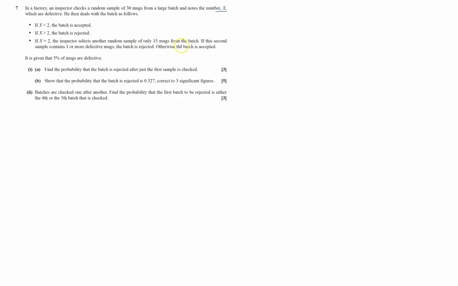Given that 5% of the mugs are defective, X is distributed binomial with n equals 30 and the probability of success 5%, or 0.05. The second sample will be Y. It's also going to be binomial, with only 15 there because they've only taken a sample of 15, and the probability of success will still be 0.05. I'll write that down.